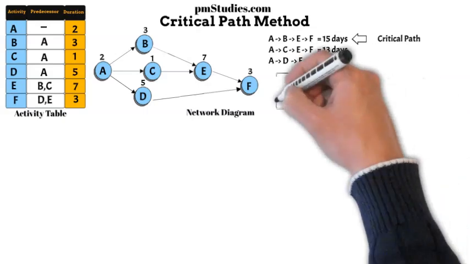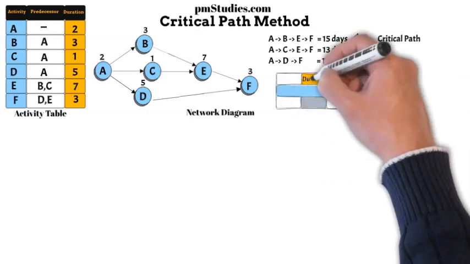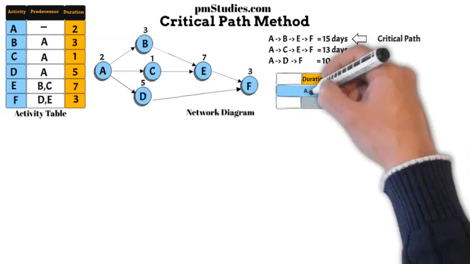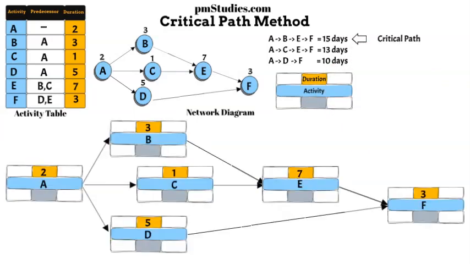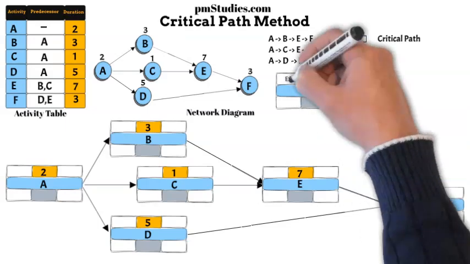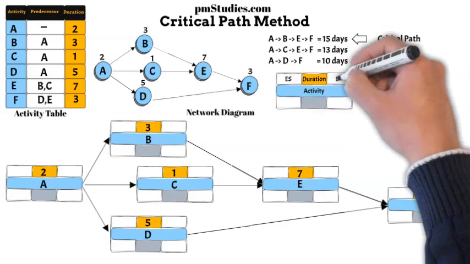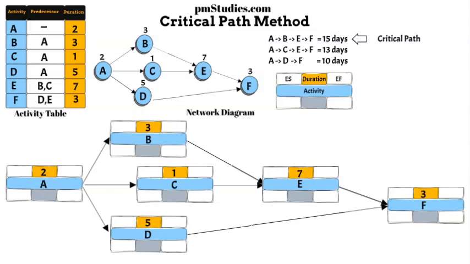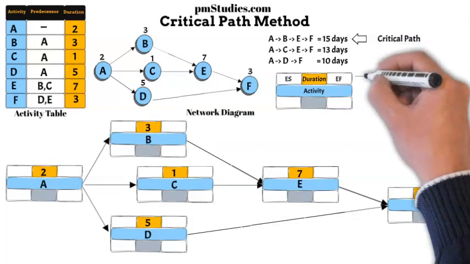We'll convert the circular nodes into square boxes where the activity's duration will appear at the top and its name in the middle. The next step involves calculating the earliest time an activity can start, ES, and the earliest time an activity can finish, EF. This can be done through a process known as forward pass.